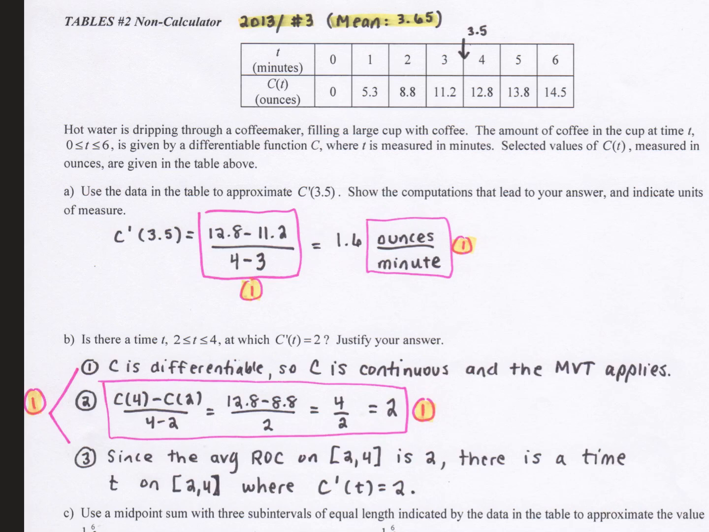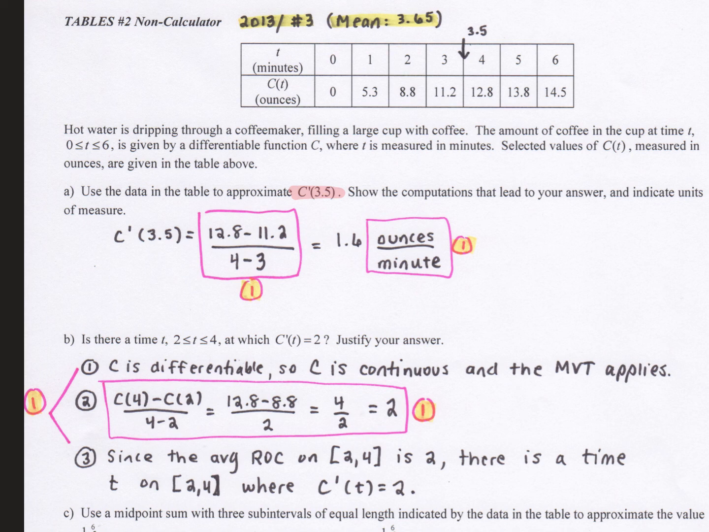Tables question number 2 is from the 2013 exam. It was a non-calculator question. In this question, I'm given a table of values for C, which is the amount of coffee in a cup. In part A, I'm asked to approximate C prime of 3.5. This is that question about using the average rate of change to approximate the instantaneous rate of change.